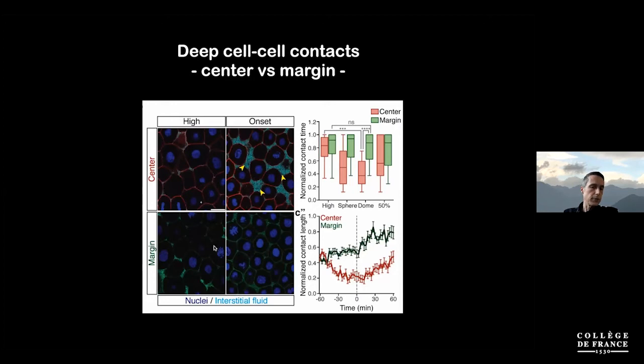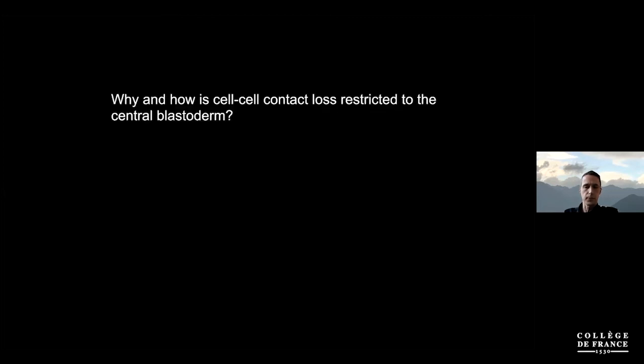In the margin, this is not happening. In the margin, these cells are in pretty much uniform contact with neighboring cells, and this is not changing at the onset of blastoderm spreading. Now, if you look in a slightly more quantitative manner, you can look at contact time, for instance, or contact length. And both contact time and contact length go down in the center. You can see it here right at the point when doming begins. And this is also visible here with contact length, while in the margin, you don't see these effects. So essentially, all that means is that cells are losing their contacts in the center of the blastoderm right at the point when the blastoderm is fluidizing.